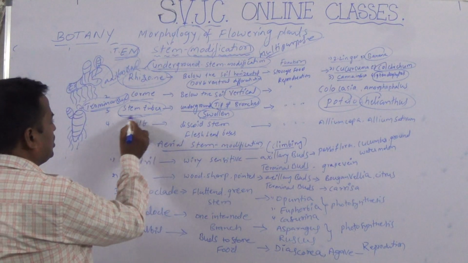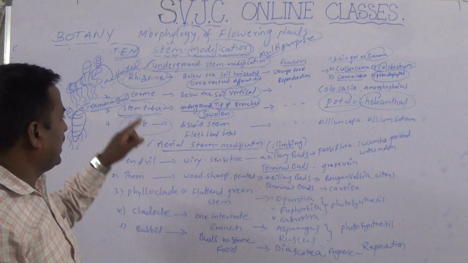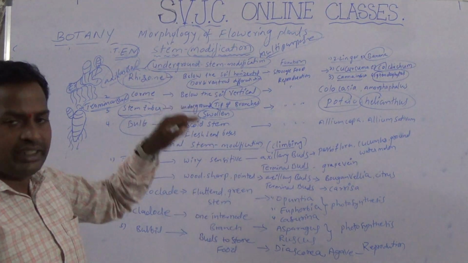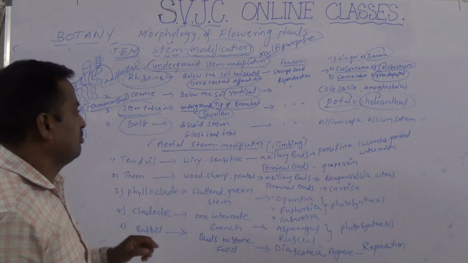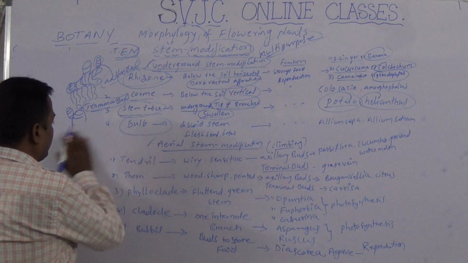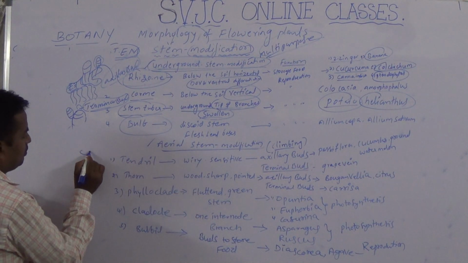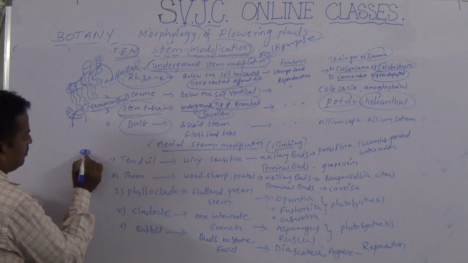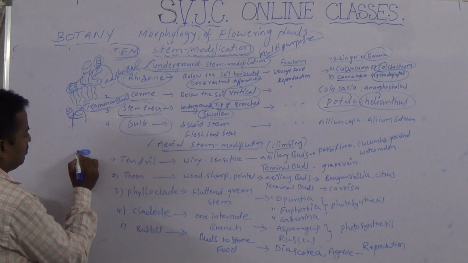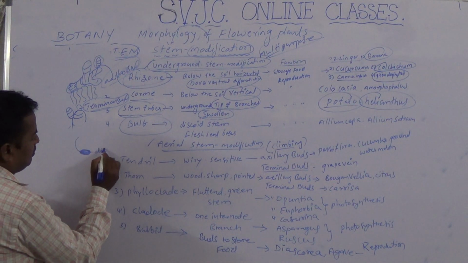The next modification is bulb. So in bulb the stem is reduced and it is discoid. The stem is reduced. You know bulb, everyone. Now this is the bulb. Discoid stem. No food stored. Food is absent in the discoid stem. Students, this is the discoid stem.